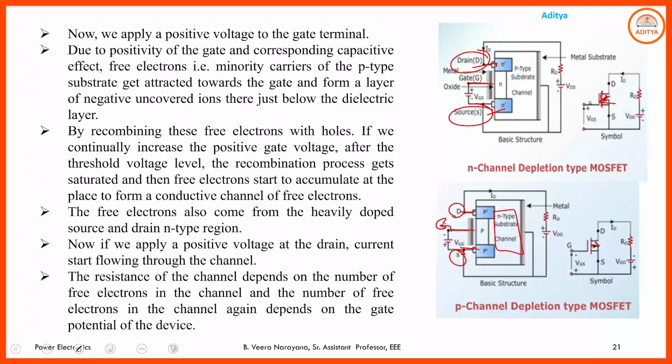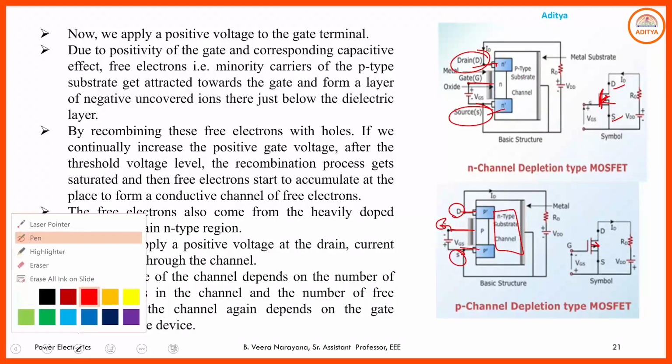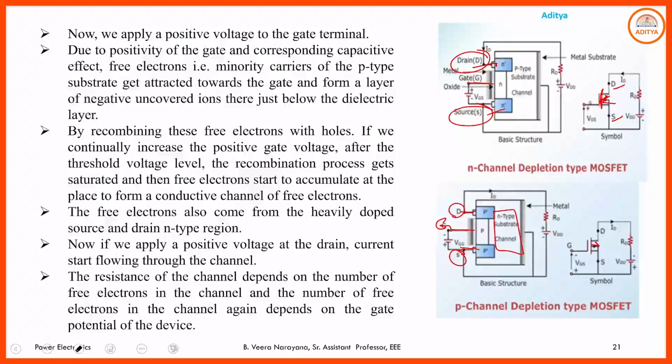And for identification of enhancement type MOSFETs and depletion type MOSFETs: if there is physical contact between the drain and the source terminals, those are called depletion type MOSFETs. See here, we have physical contact between the drain and the source terminals. Then those are called depletion type MOSFETs.